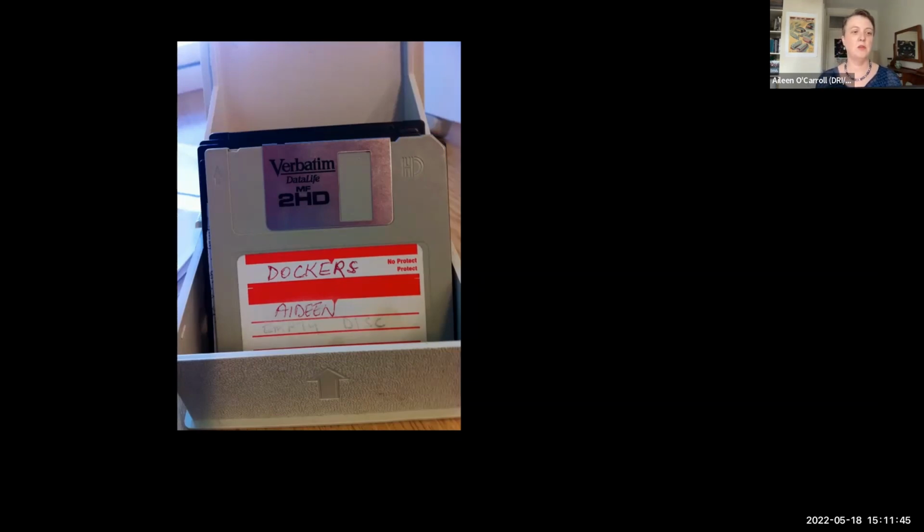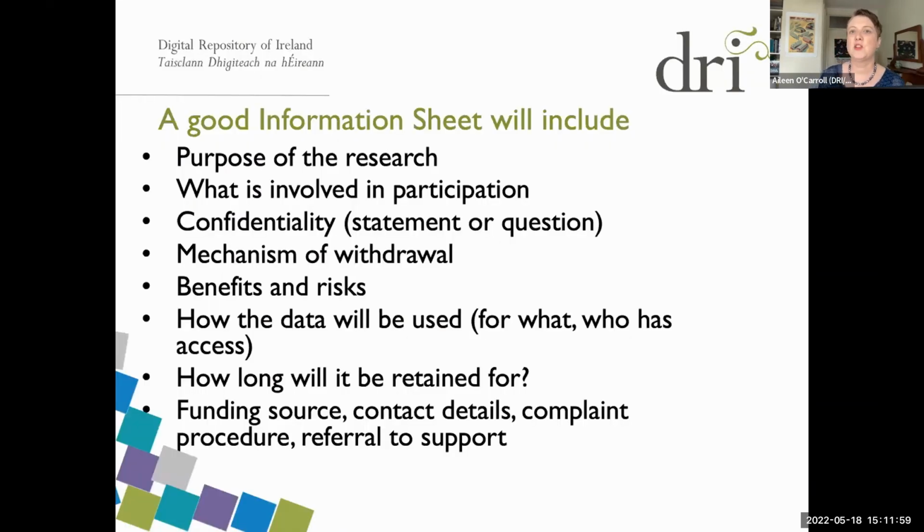So I'm going to share with you now the current advice that I give to researchers when they ask me about consent forms. And the first thing is that it's not just a consent form that people are writing, it's an information sheet and a consent form. A good information sheet will be written in plain language. And yes, my consent form, my confidentiality agreement from 2002 was generally written in plain language.